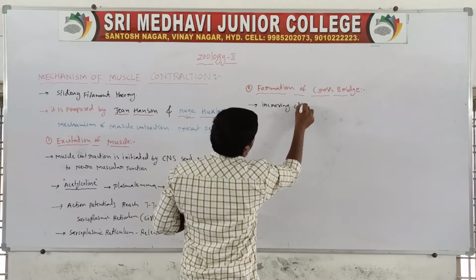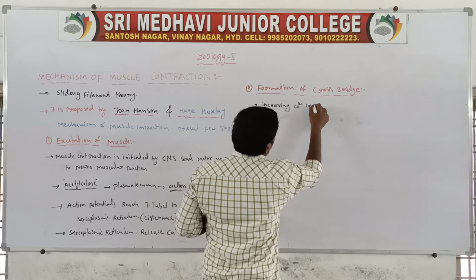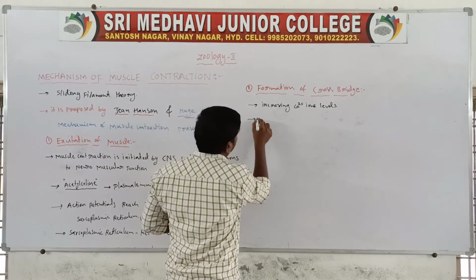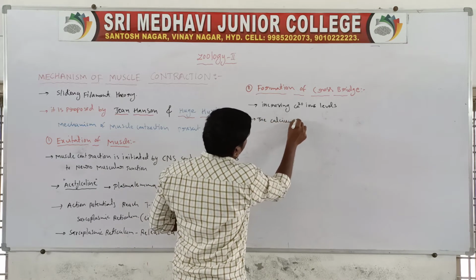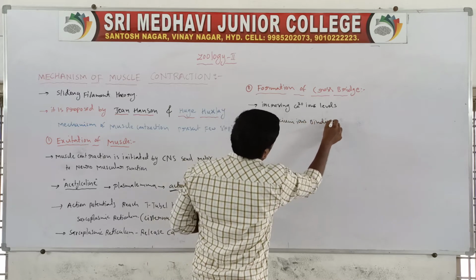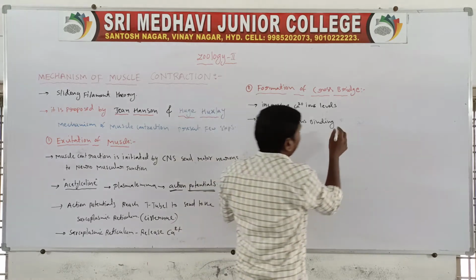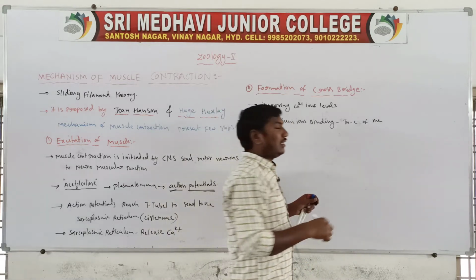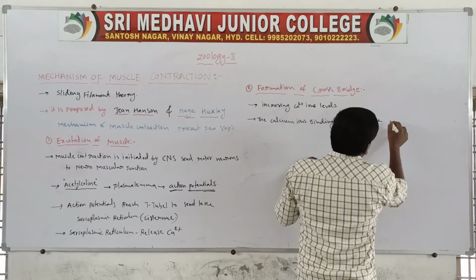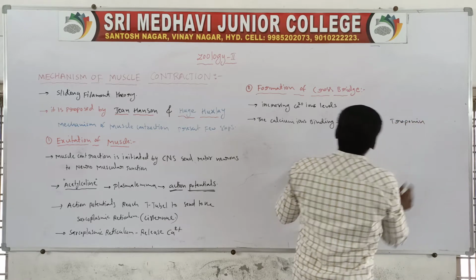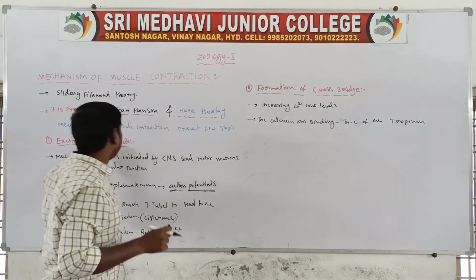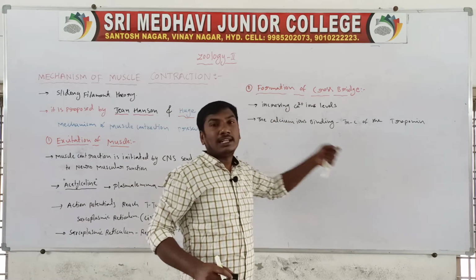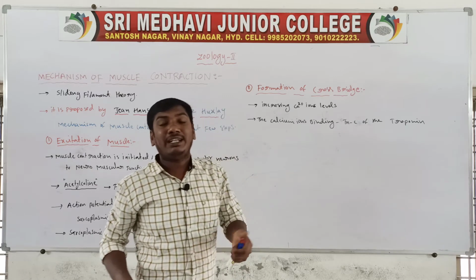Increasing calcium ion levels. The calcium ions binding to troponin C, the C of the troponin protein. So the first step, increasing calcium ions. In the excitation of muscle, the final step is the releasing of the calcium ions. So the calcium ions bind to the troponin C of the troponin protein.